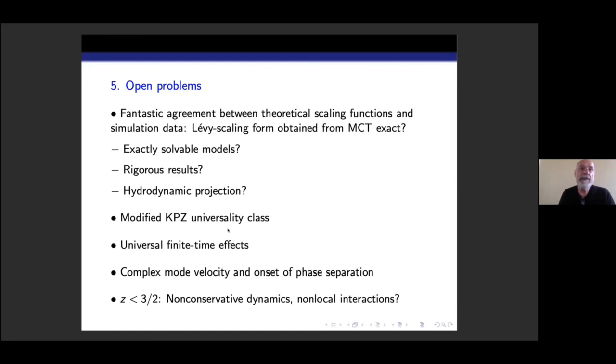So we found all dynamic exponents are 3/2 or bigger. The only one we found that's less is for non-conservative dynamics with non-local interactions. Is that generic or not? That's the last question that I have. Thank you for your attention.